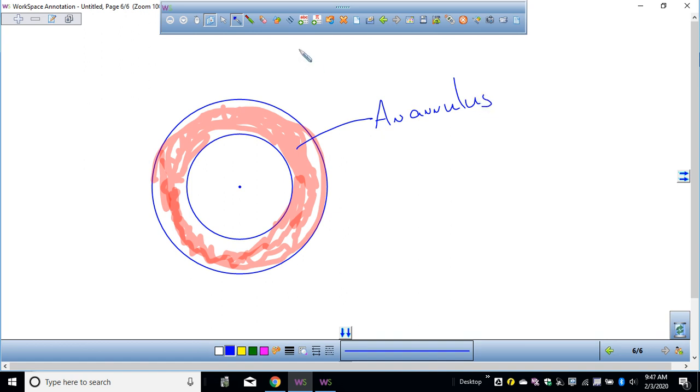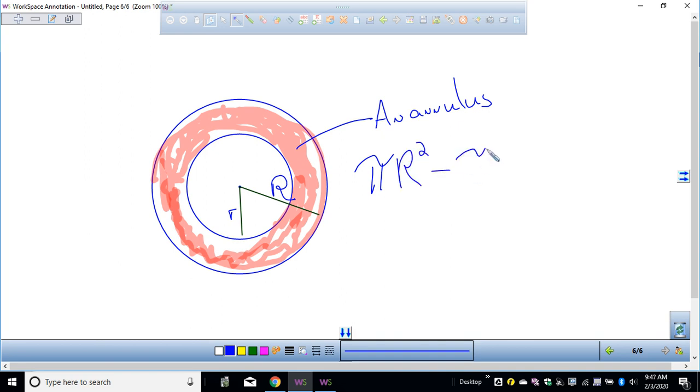A-N-N-U-L-U-S. The way you find the area of an annulus, you take the area of the big circle and you subtract the area of the little circle. So if the big circle has a radius of big R, and this has a radius of little r, then the formula is, guess what? Pi big R squared minus pi little r squared.